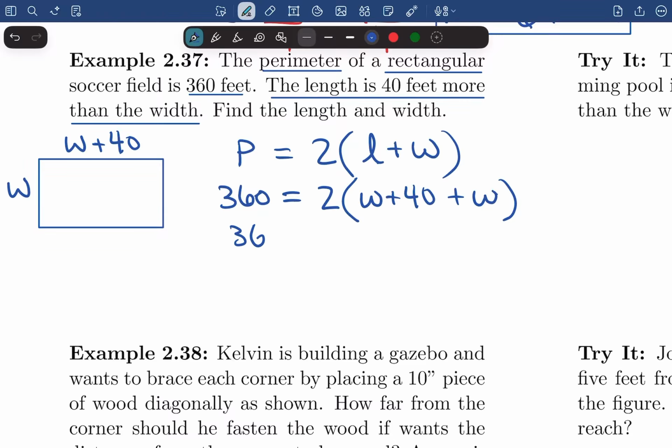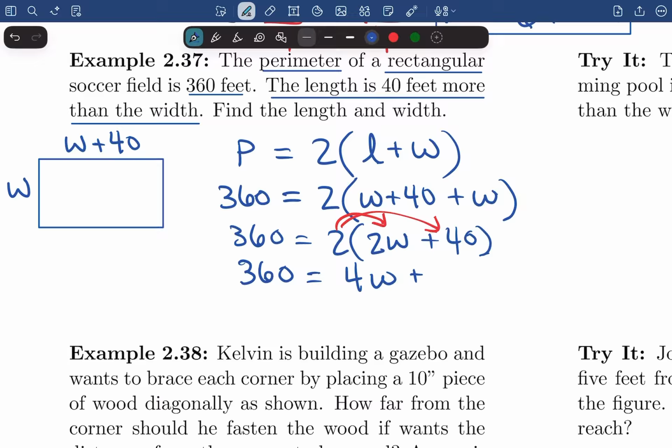First, rewrite the equation combining any like terms. For example, W plus W is 2W. Next, distribute 2 into both of these terms. Next, there are 2 operations to complete to finish this. The first is to subtract 80. 360 minus 80 is 280, and that equals 4 times the width.